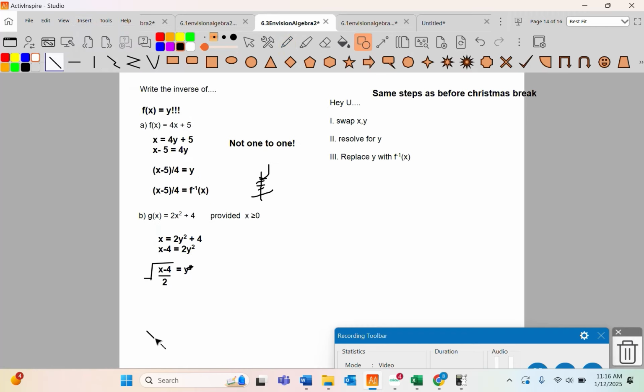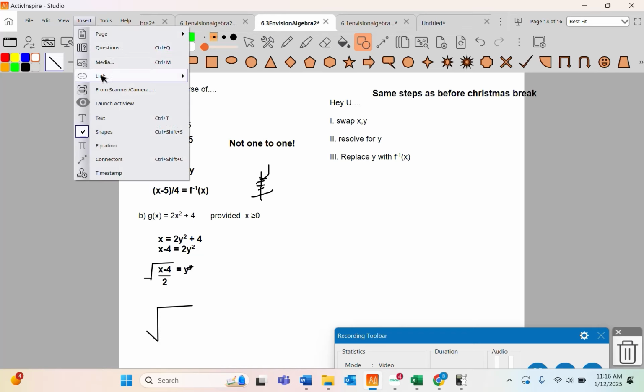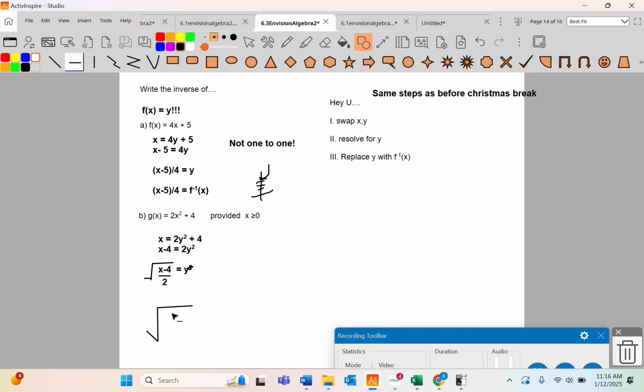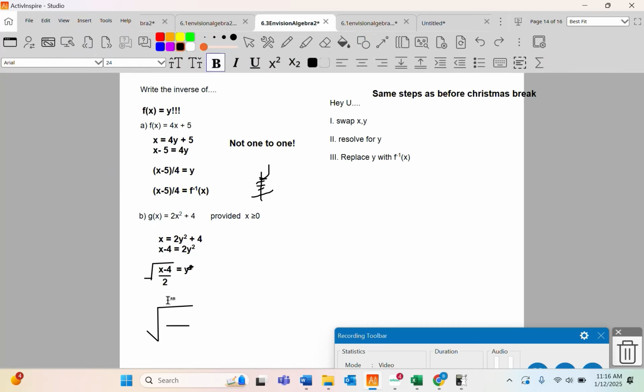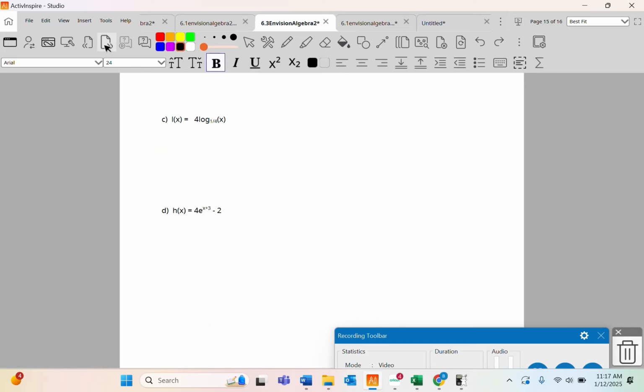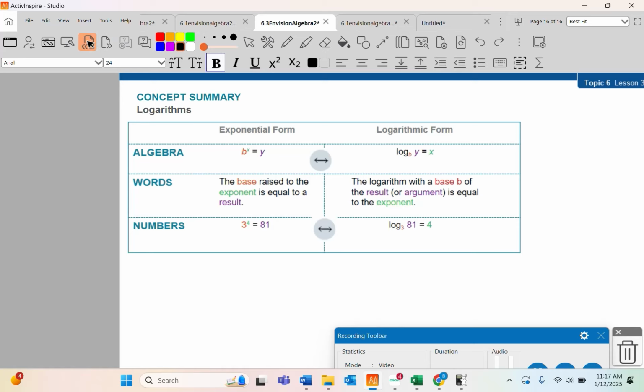So let's see here. We need a new square root symbol. Let's go ahead and put the divisor key there. We have a numerator of x minus 4 and a denominator of 2. And we are replacing y with the inverse of f of x. Sweet. Moving forward, we did 2 old ones. Now we're on to today's lesson. This should be the last thing I do. It is.